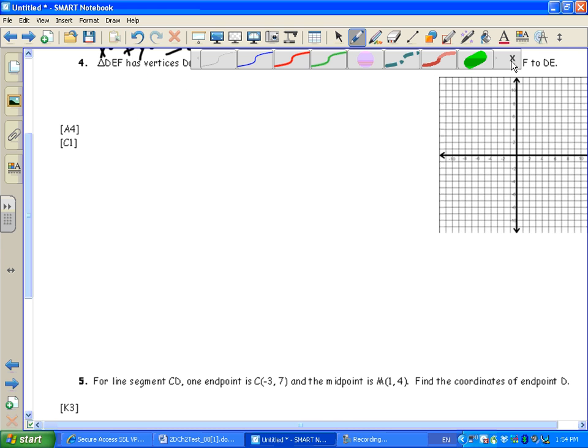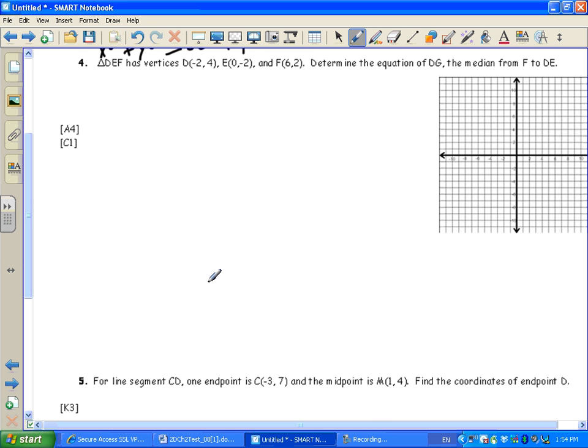Number 4. Triangle DEF has vertices -2, 4, 0, -2, 6, 2. And it says, determine the equation of DG, the median from F to DE. Is that what that says? I couldn't read it.